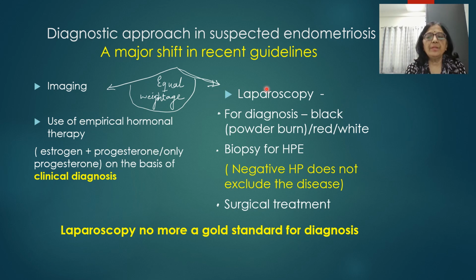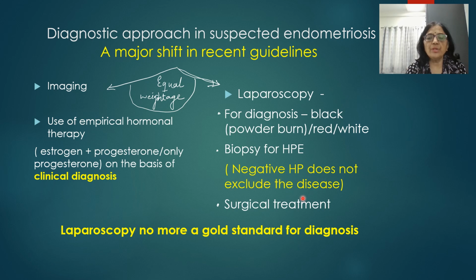Or one can go ahead with laparoscopy, depending on what severity of symptoms the patient has and what she wants as further management. It helps in diagnosis, as black powder-burn lesions are said to be typical, or atypical red or white lesions can be seen. And from these lesions, if we can prove the disease by taking a biopsy, it helps. But negative histopathology does not exclude the disease, is the most important component.